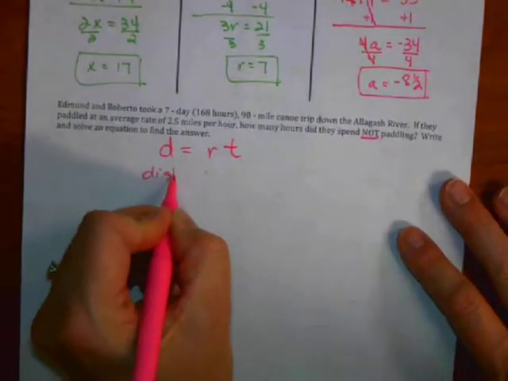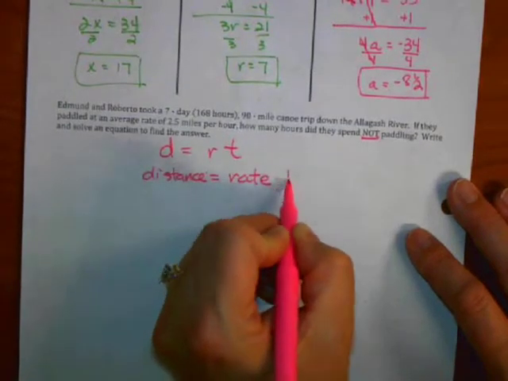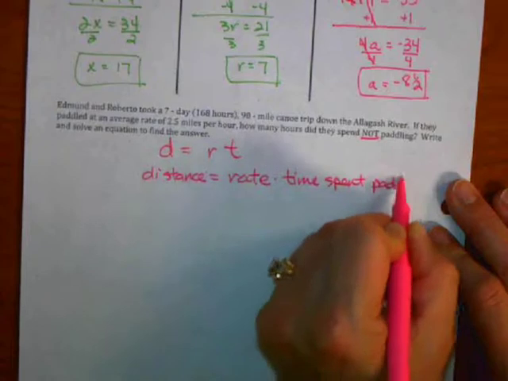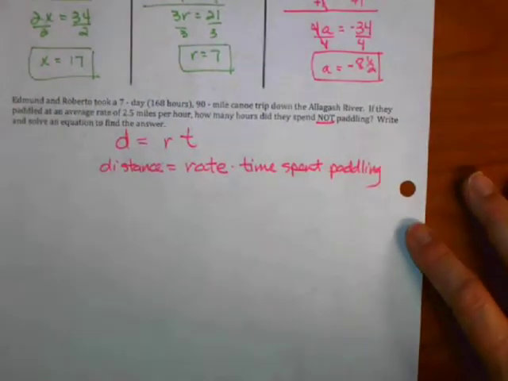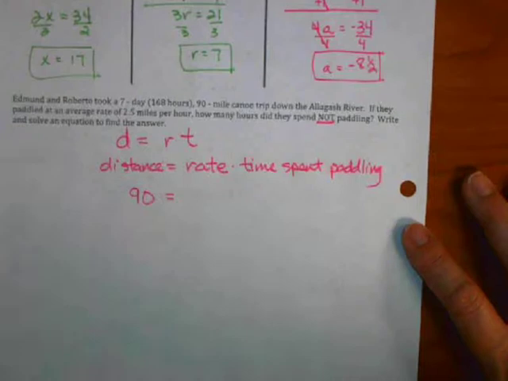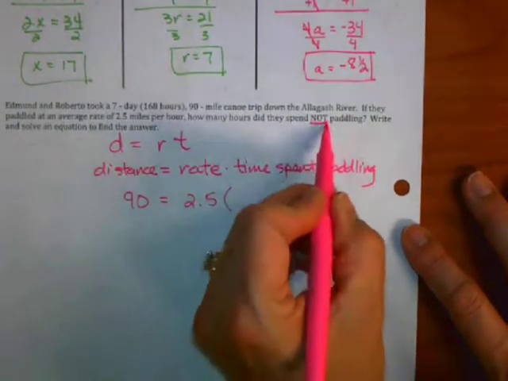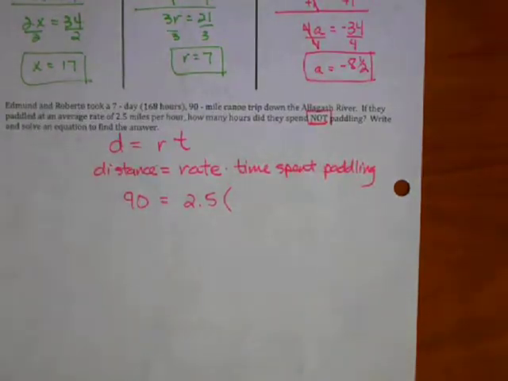So this is distance. This is rate. And this is the time spent paddling. That's what they gave me. Now I plug in what I know. How far was my trip? What was my rate? Okay, now this is the tricky part. Time spent not paddling. They told me the total, right? What was the total time in hours?